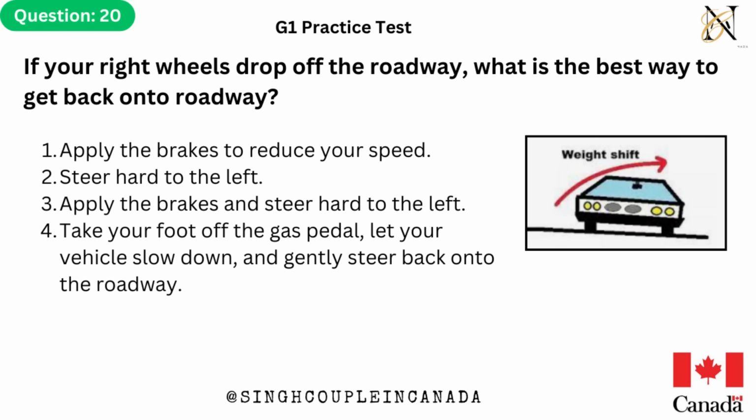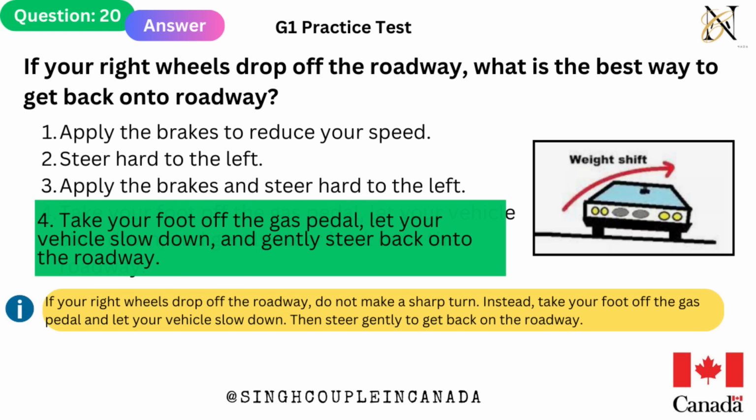If your right wheels drop off the roadway, what is the best way to get back onto the roadway? 1. Apply the brakes to reduce your speed. 2. Steer hard to the left. 3. Apply the brakes and steer hard to the left. 4. Take your foot off the gas pedal, let your vehicle slow down, and gently steer back onto the roadway.